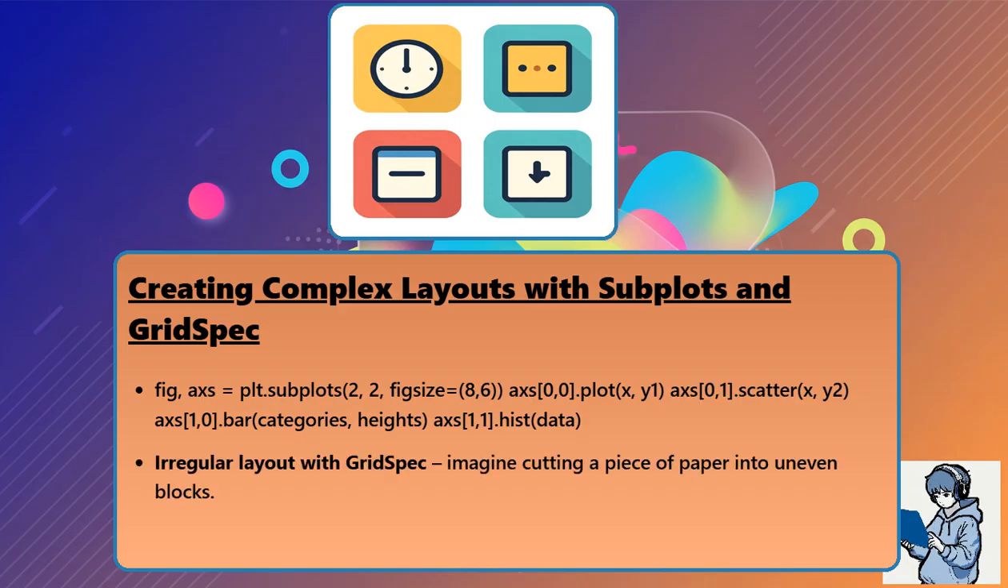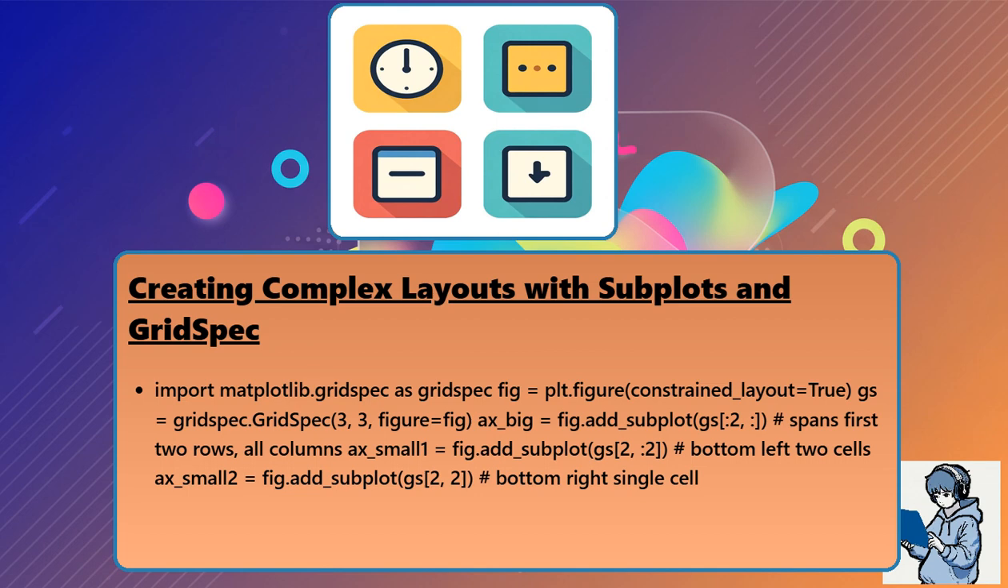Irregular layout with GridSpec. Imagine cutting a piece of paper into uneven blocks. import matplotlib.gridspec as gridspec. fig = plt.figure(constrained_layout=True). gs = gridspec.GridSpec(3, 3, figure=fig).